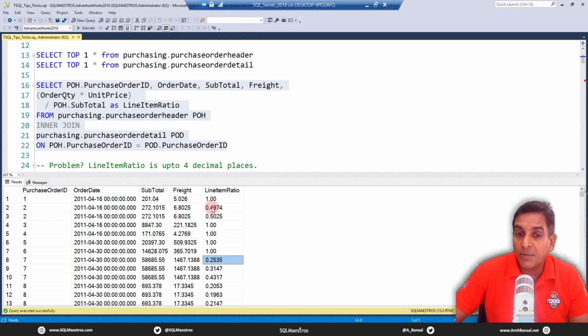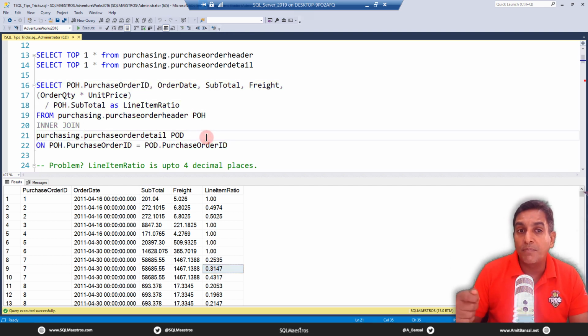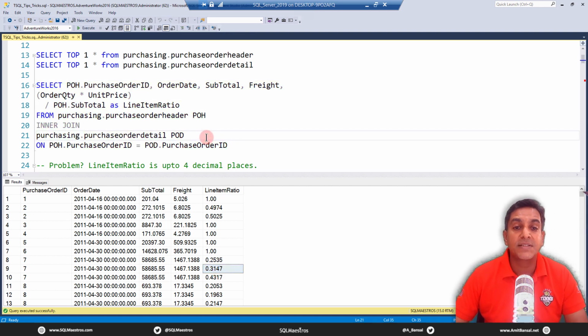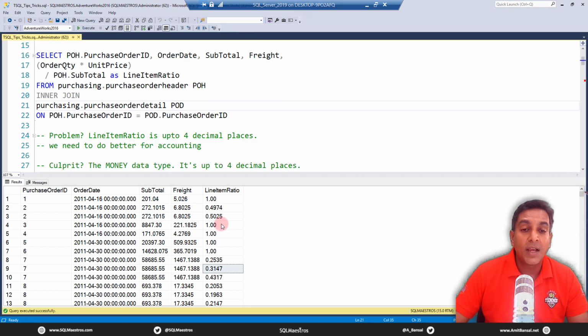Look at the precision. The precision here is 4. So something like 0.2535, etc., 0.3147, etc. Now you want higher precision. It totally depends on the business requirement. If your business is satisfied with 4 decimal places, it's all okay. But if you want higher precision, like in many businesses where there is always a need for higher precision, then you've got to solve this problem.